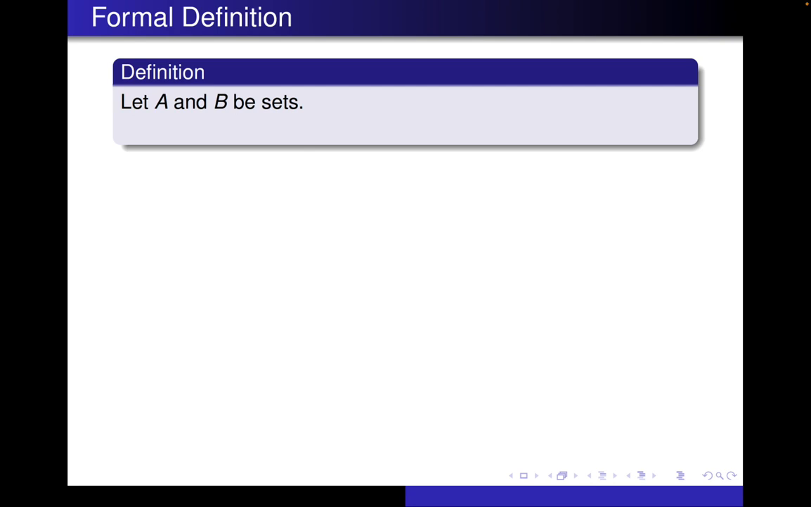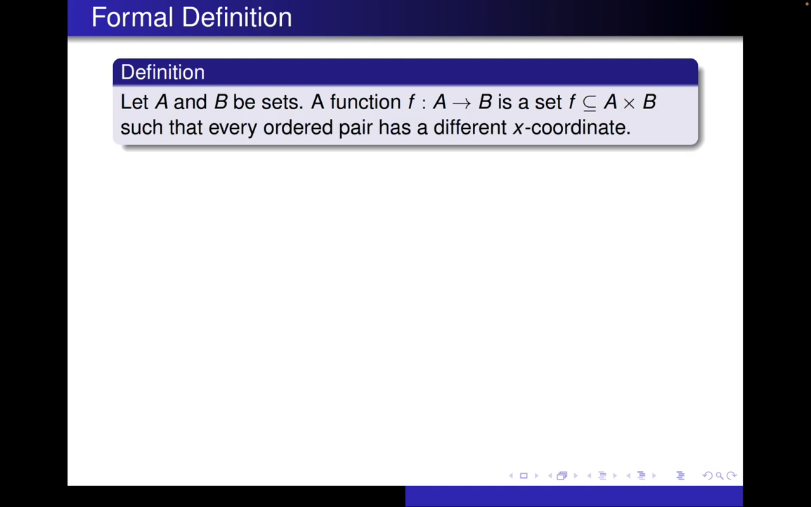So now that allows us to give a formal definition for a function. Let A and B be sets. A function f from A to B is now a set. This looks a little bit weird, but we'll see how it works down below. It's literally a subset of the Cartesian product A cross B, such that every ordered pair has a different x-coordinate. Right? Because if two pairs had the same x-coordinate, we saw that violates the consistency rule.